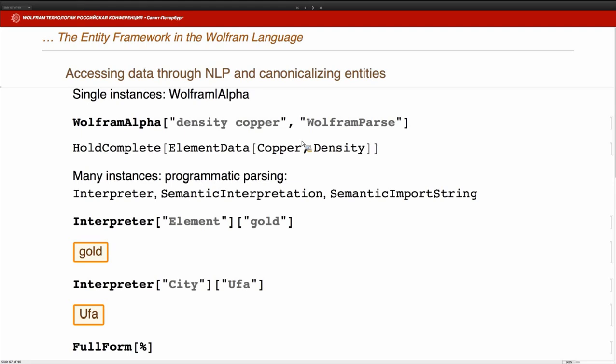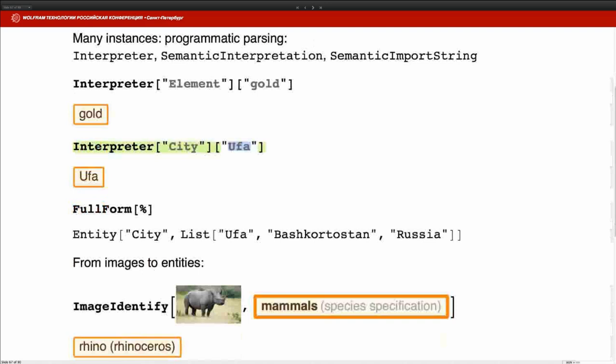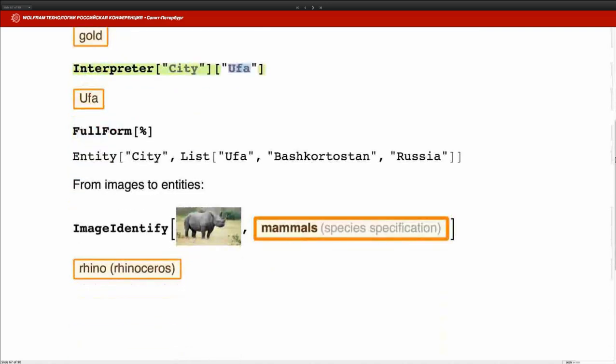And then, what I had mentioned in the beginning, we must access sometimes things not through a function, but through a piece of text that we get from somewhere. And for this, we have either the Wolfram Alpha function that you can put any string in, or we have this new function Interpreter, where you say the domain and you say your string, and then you get the canonicalized version back. Like here's a city, Ufa, that you get canonicalized back.